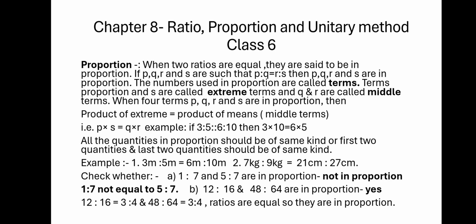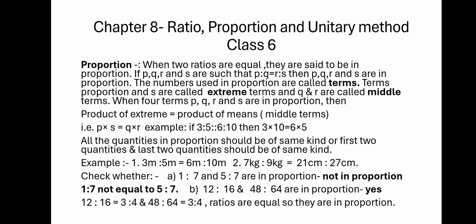Example, if 3 is to 5 is equal to 6 is to 10, then 3 into 10 is equal to 6 into 5, that is both the sides are 30. All the quantities in proportion should be of the same kind, or the first two quantities and the last two quantities should be of the same kind. Example, 3 meter is to 5 meter is equal to 6 meter is to 10 meter. 7 kg to 9 kg is equal to 21 centimeter is to 27 centimeter.